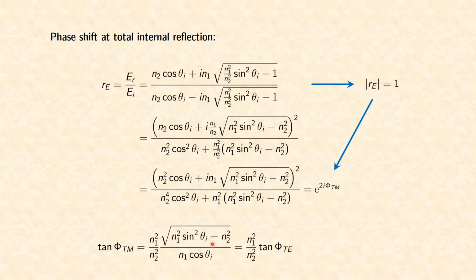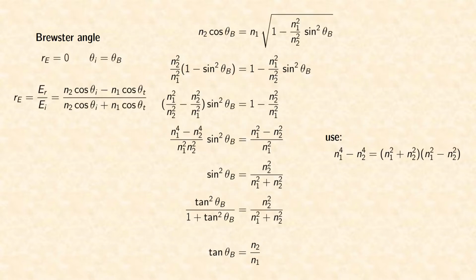Everything else is exactly the same. And this is the phase shift which we get in case of total internal reflection, and the phase shift for TM polarization is different than for TE polarization. Just for the sake of completeness, I would also like to mention the special case of the Brewster angle, which is the angle of incidence where the amplitude reflection becomes zero. This can only happen in case of the TM mode.